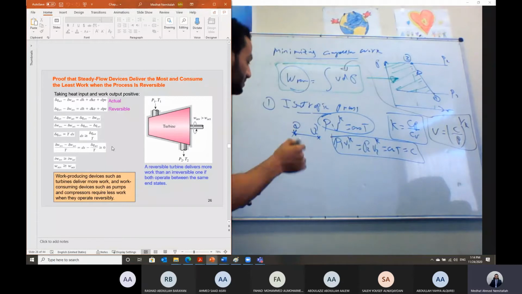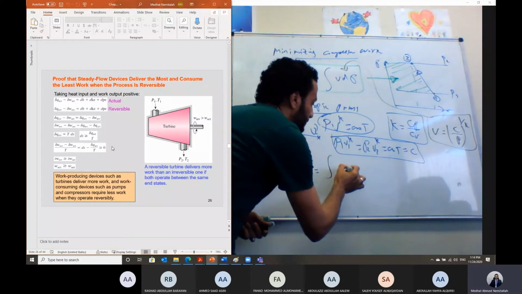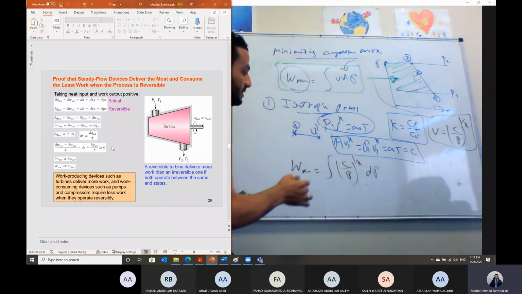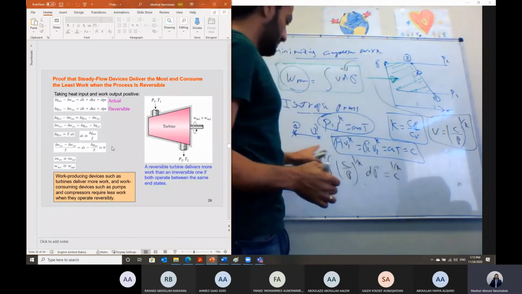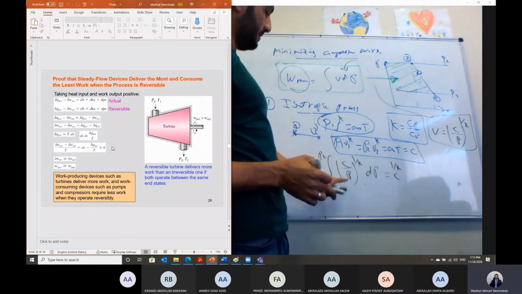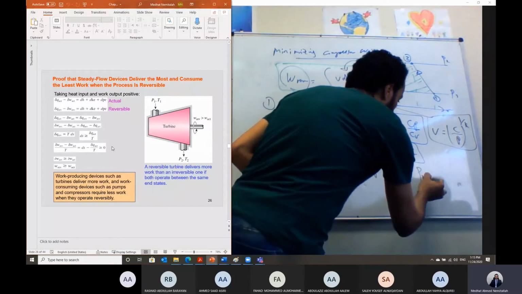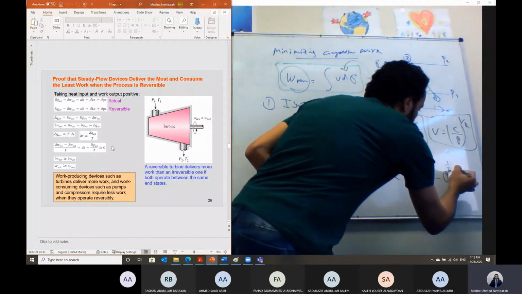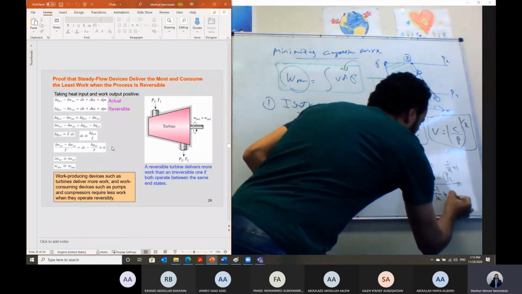But let's do this integration. So the reversible work for the compressor will equal the integration of V, which is C divided by P to the power 1 over k, integration of dP from the pressure P1 up to the pressure P2. We can take C to the power 1 over k outside. It will be P to the power minus 1 over k. Do the integration, it will be P2 to the power minus 1 over k plus 1 minus P1 to the power minus 1 over k plus 1, divided by minus 1 over k plus 1.